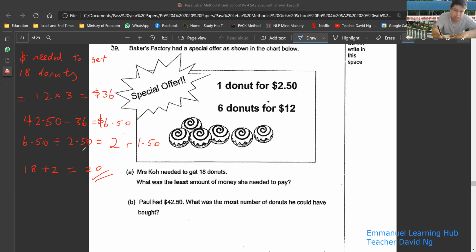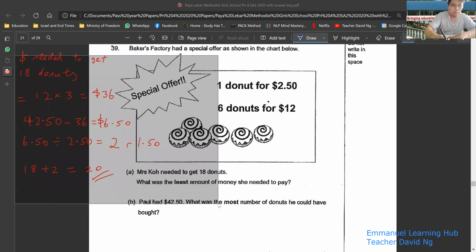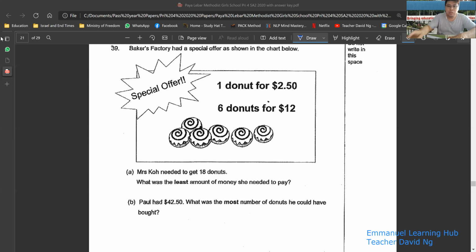So I divide by 250. I can only buy at most 2 donuts, because $1.50 cannot buy another donut, right? So $1.50 is change. So you can only buy at most another 2 more. So 18 plus 2 is the maximum number of donuts you can buy. Clear? Okay, this question clear up, 39. Okay, let's move on to the next question.